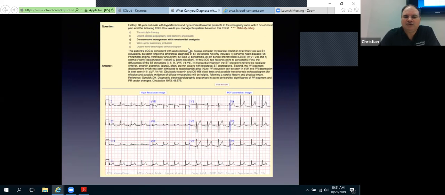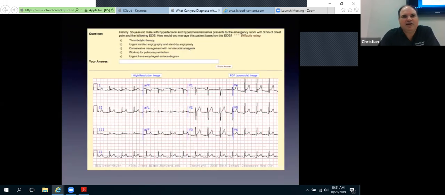Here's a 36-year-old male with hypertension and hypercholesterolemia who presents to the ER with 3 hours of chest pain with this ECG. How would you manage this patient? Thrombolytic therapy, urgent cardiac angiography, conservative management with nonsteroidal analgesics, workup for pulmonary embolism, or urgent transesophageal echocardiography?